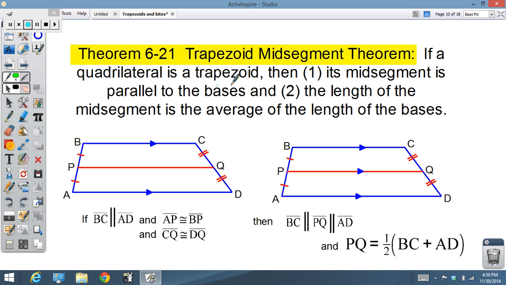And the properties that we need to know about that are covered in theorem 6.21. If the quadrilateral is a trapezoid, then its midsegment is parallel to both bases, and its length is the average of the two bases, or PQ is 1/2 of the sum BC plus AD. So make sure you know that. I feel like I'm going really quick on all these, but they're pretty important, so make sure you got them down. The midsegment is parallel, and the length is the average of the two bases.